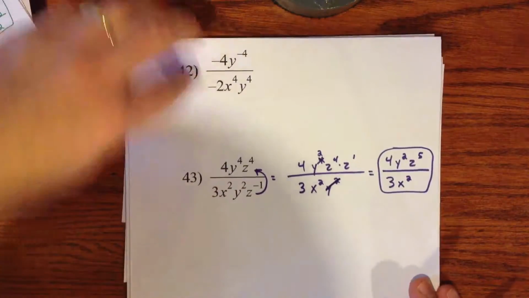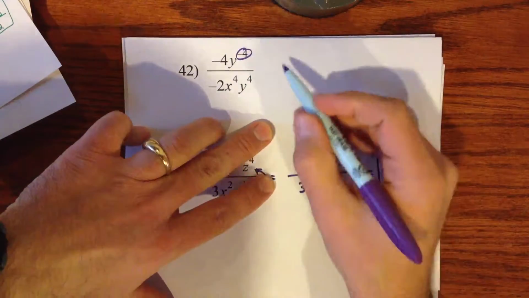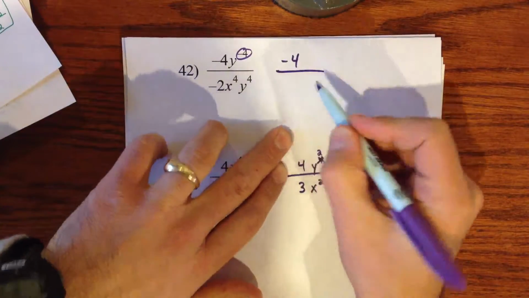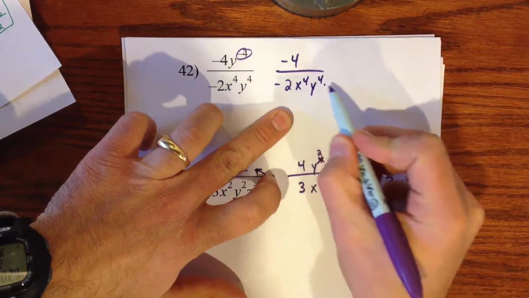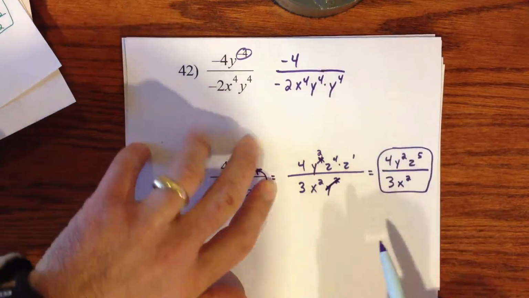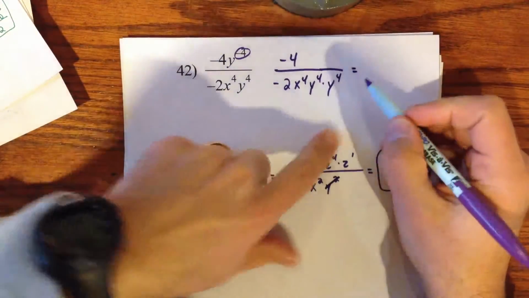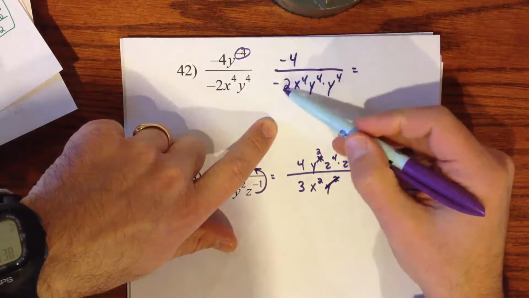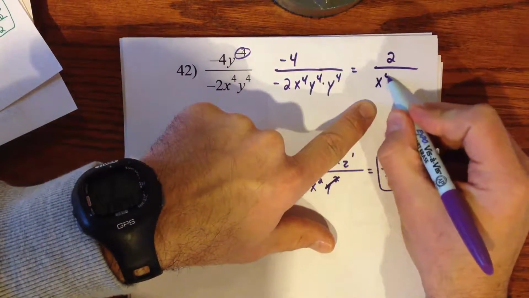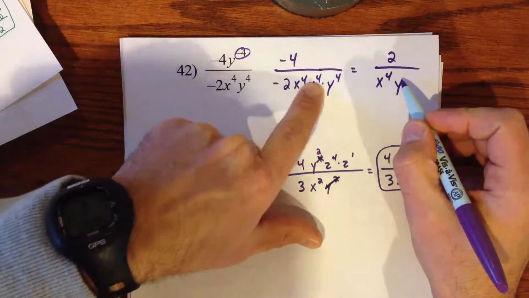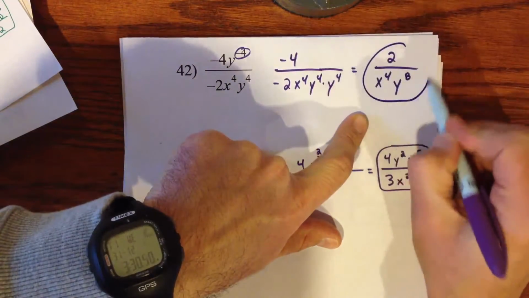42. Only thing I gotta do is move that down. So negative 4, x to the 4th, y to the 4th. So there was already a y to the 4th on the bottom. This joined it. Negative 4 divided by negative 2 is positive 2. And then we have x to the 4th, y to the, is that 16 or 8? Think about it. It's 8.